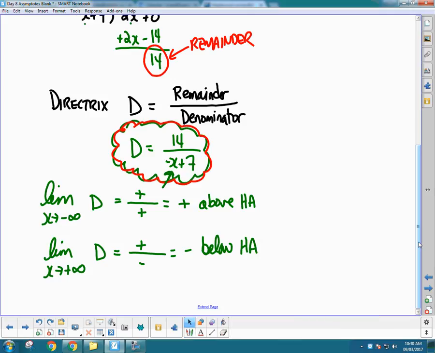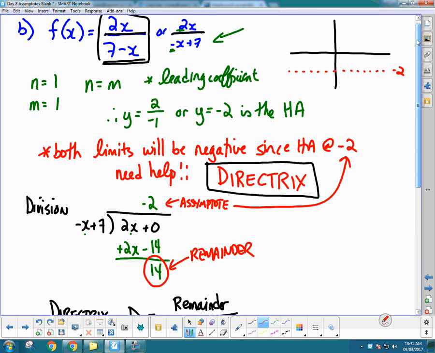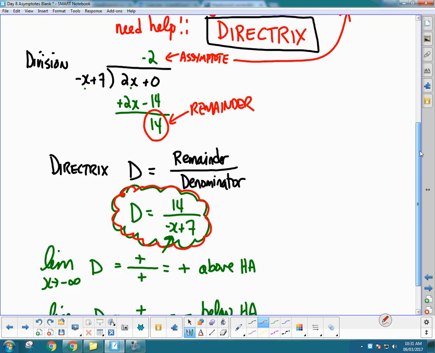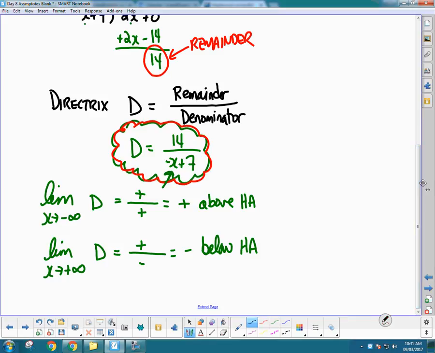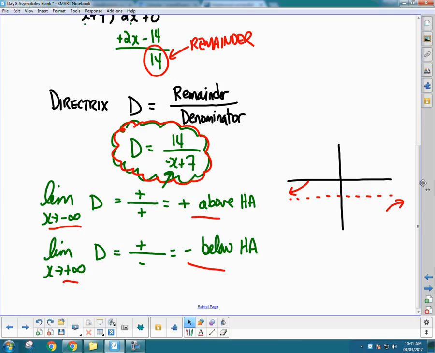And so now I can actually go back to my original sketch up here, and I might as well just redraw it here so I can see everything. I knew already the horizontal asymptote was at negative 2, and now I know on the left-hand side, as it approaches negative infinity, it's coming from above, so it's going to do this. And from the right-hand side, it's going to come from below, so it goes like that. And this information I didn't have before when I didn't know the directrix.